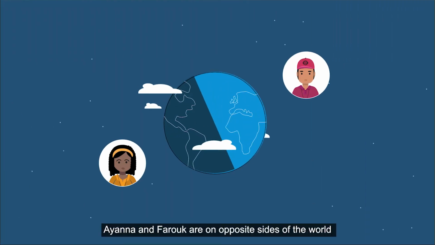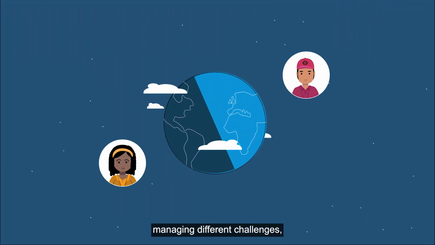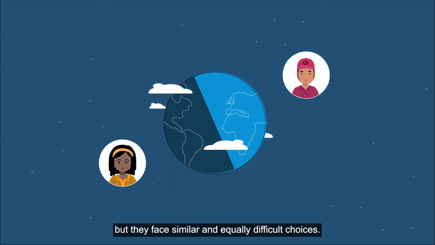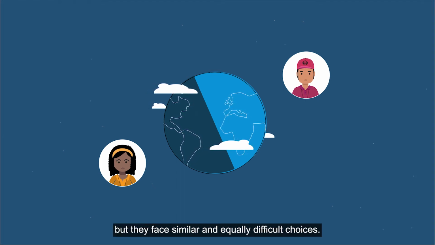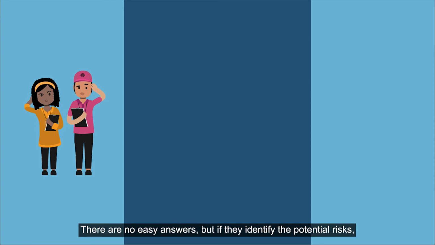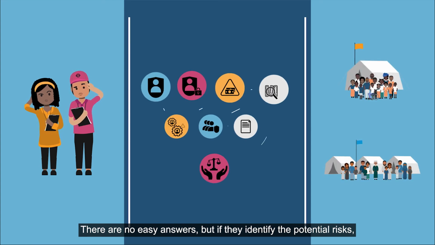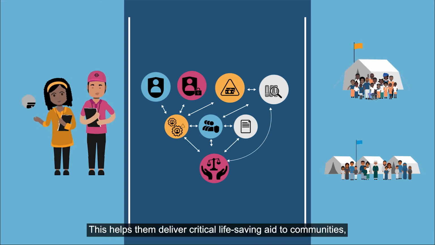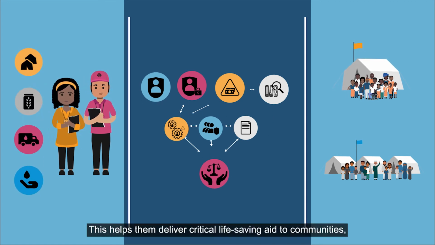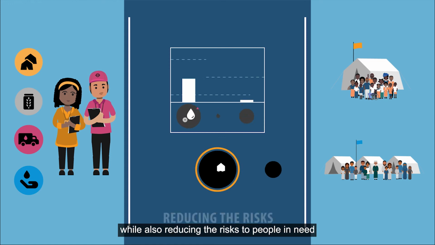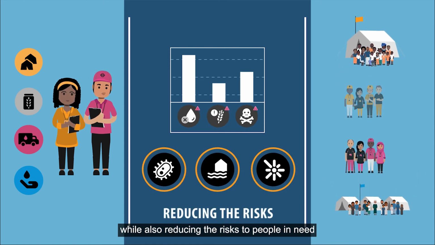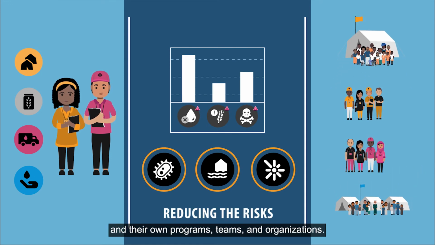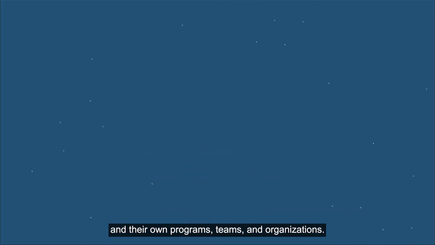Ayana and Farooq are on opposite sides of the world, managing different challenges, but they face similar and equally difficult choices. There are no easy answers, but if they identify the potential risks, they can make better decisions. This helps them deliver critical life-saving aid to communities while also reducing the risks to people in need and their own programs, teams, and organizations.